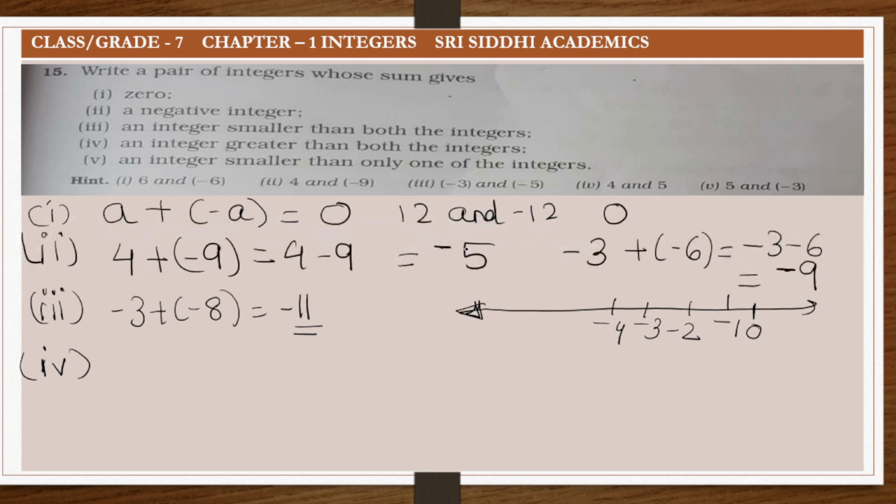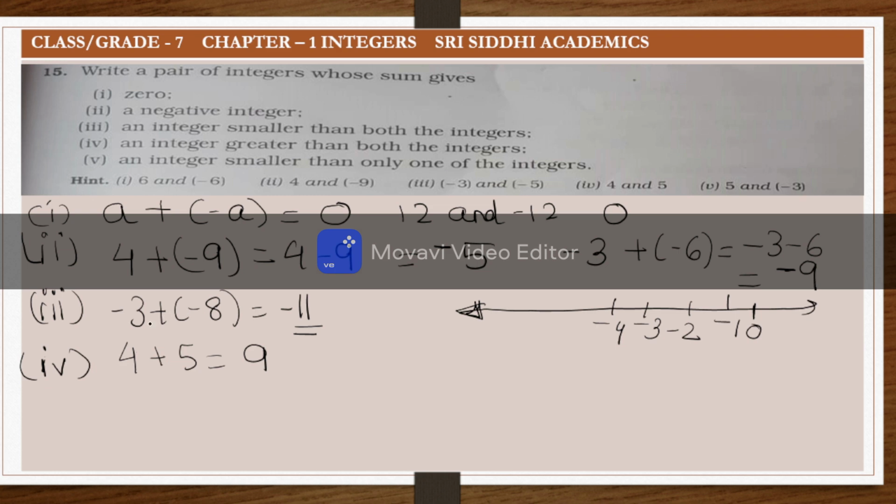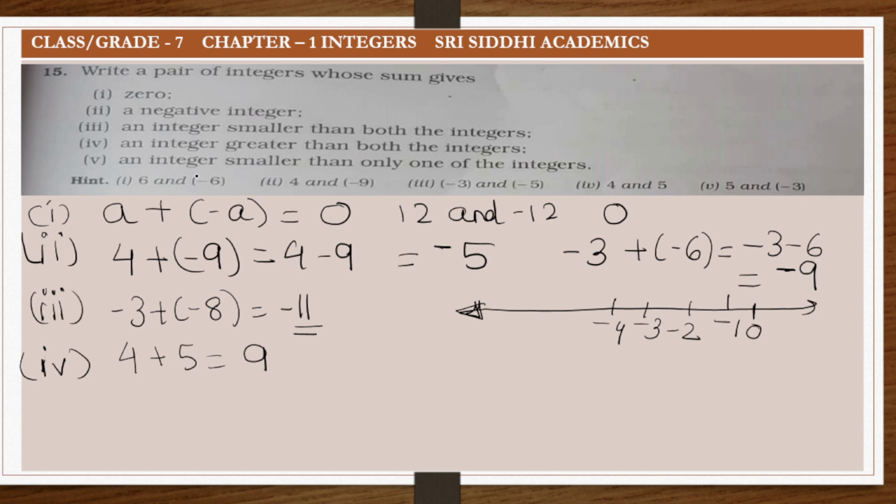Here the option has given 4 and 5. Yes, of course, 4 and 5 if we add, it will be 9, and 9 is greater than both these integers 5 and 4. Similarly, in the previous question, -11 is less than both -8 and -3. So please take care when trying to find an integer smaller than both the integers for which you are trying to find the sum. You take two negative integers, and for this kind of question where you are saying that the integer is greater than both the integers you have taken for the sum, take two positive integers. All right.